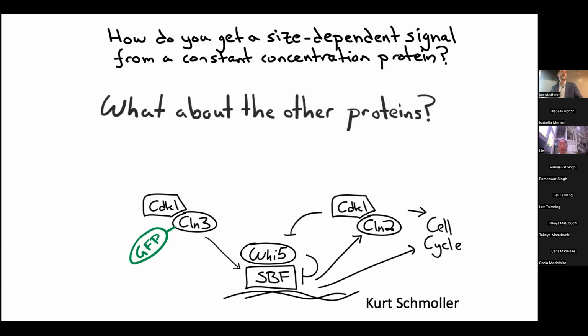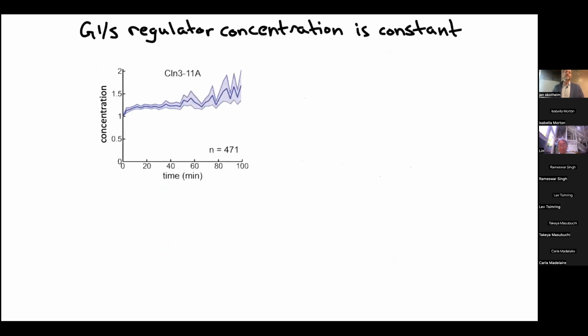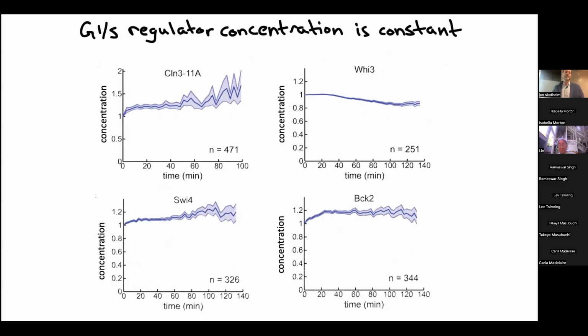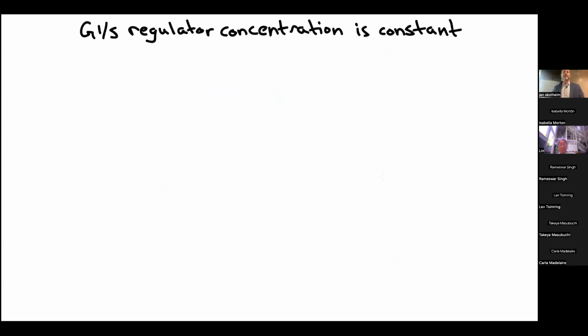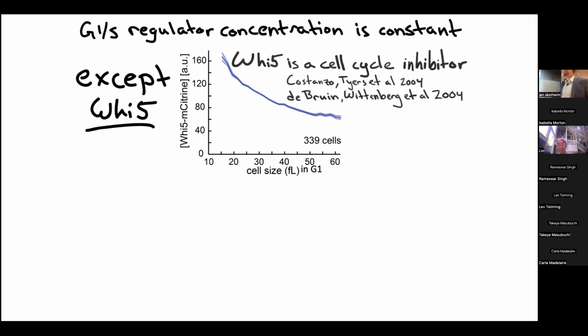What if we look at their dynamics, right? And so Kurt tagged everything in sight with green fluorescent protein and measured its concentration dynamics. And so he found a whole lot of proteins where the concentration wasn't changing very much, except for one protein, right? This one protein, which was the exception, was Whi5, and this got us unbelievably excited at the time, because what do we see here?